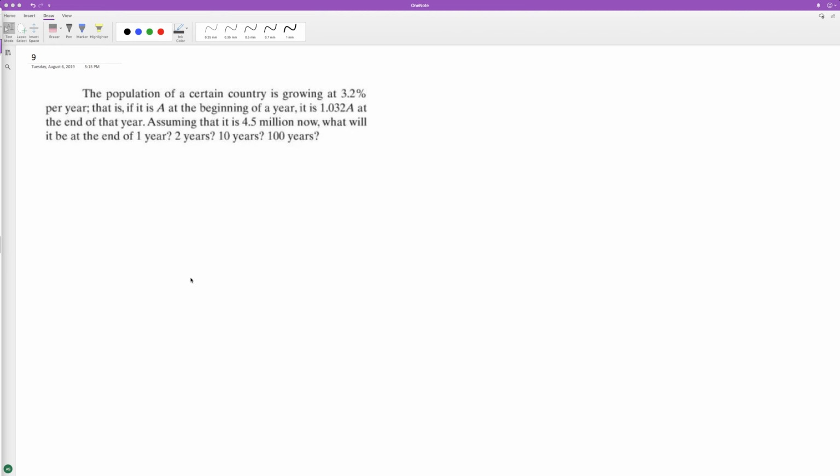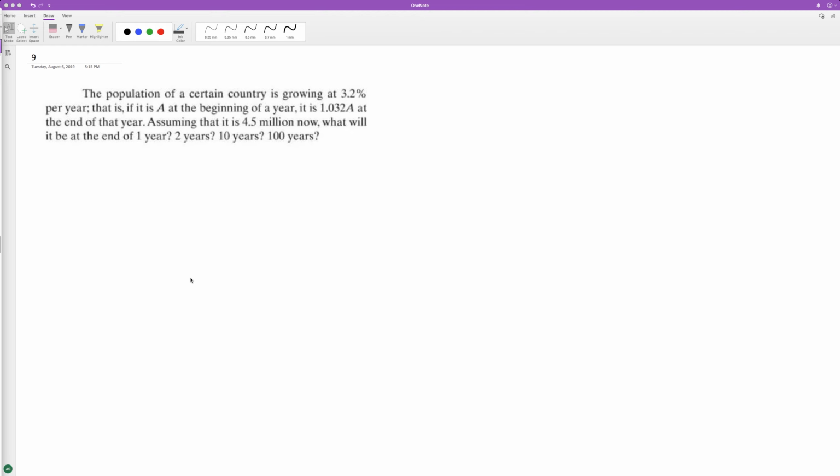The population of a certain country is growing at 3.2% per year. That is, if A is the population at the beginning of a year, it is 1.032 times whatever initial amount you have at the end of the year. Assume it is 4.5 million now. What will it be at the end of year one, year two, 10 years, and 100 years?